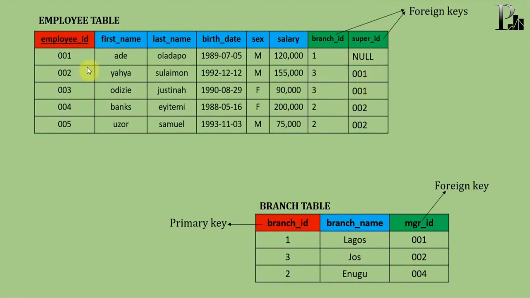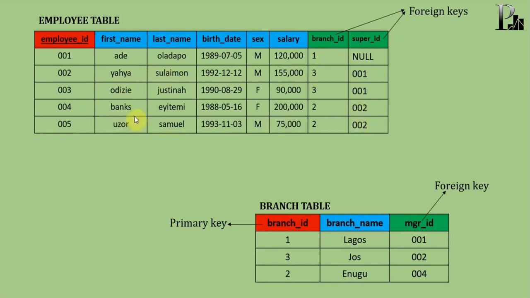The supervisor ID for the employee Oladapo with employee ID 001 is null. So that means this person has no supervisor. But now maybe we can look at the employee with ID 002, Yaya Sulaiman. The supervisor ID now is 001. So that means the supervisor is this person. This person too, Justina, has supervisor ID 001. So it means Ade Oladapo is the supervisor of both Yaya and Odize.